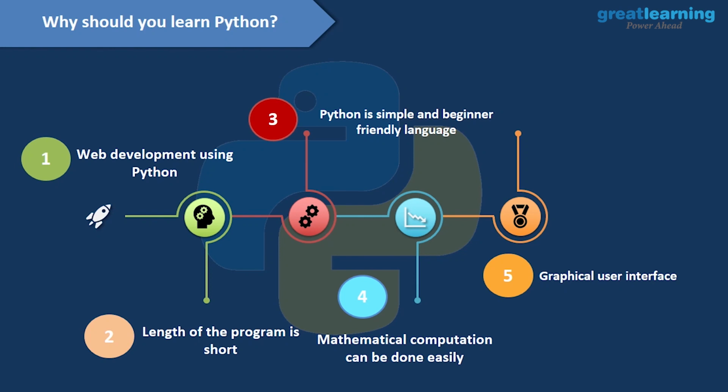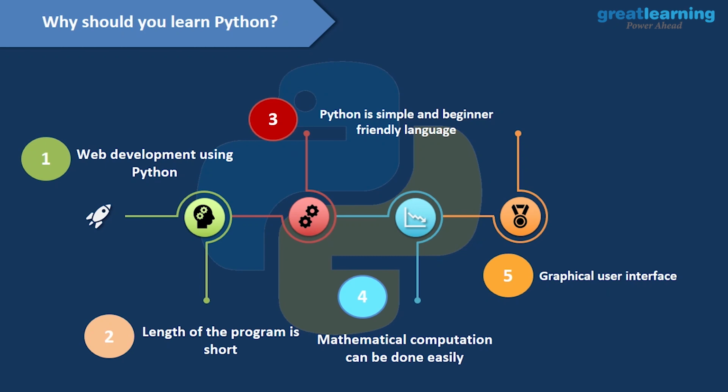Then comes the mathematical computation. If you need some mathematical computation in your program, you don't need to write those programs from scratch. You just need to call the library Python has, and that's all, right? You just need to call those libraries and your work is done. Because there are lots of predefined libraries in Python, they help us to write the code using them, right?